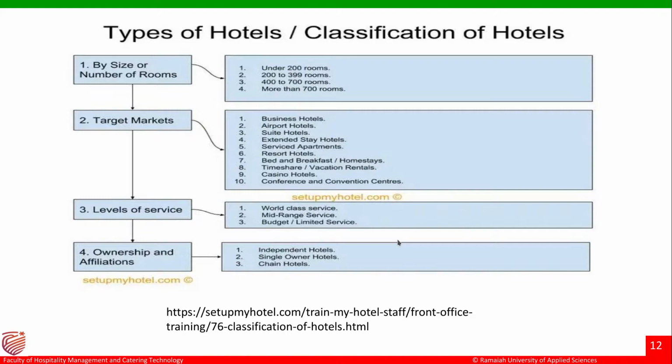Second is airport hotel. Now airport hotel, the type of target market is the transient guest, that is the guest who needs hotel only for freshen up. So the guest who comes for transit stay utilizes this airport hotel category. So we can see the location of these hotels would be near to the airport.